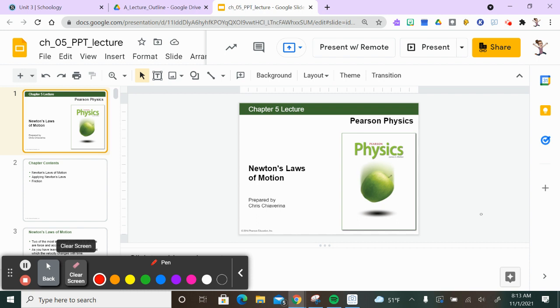action-reaction pairs. Let's see if I can get a better explanation of that. The forces are not action-reaction pairs because. Oh, I said that backwards. I'm sorry. That's why it didn't make sense. They're not action-reaction pairs because action-reaction pairs don't act on the same object. So change that in your note. Action-reaction pairs do not act on the same object.